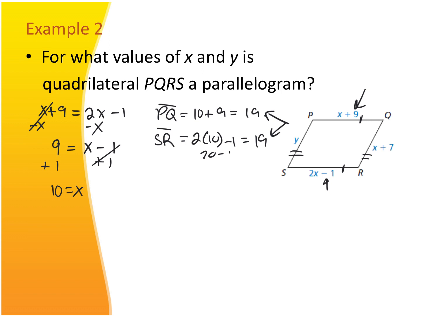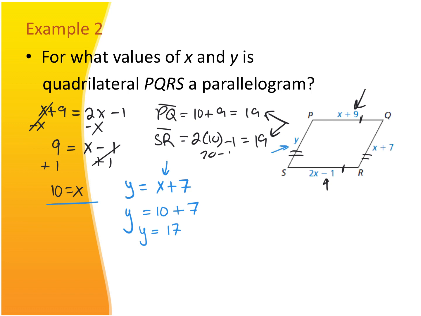Now, in order to find y, we're going to do the same thing. We're going to know that PQ is congruent to SR. So we can say PS is congruent to QR, which is y is equal to x plus 7. Now again, there's 2 different variables, so we can use the x that we found and plug it into that x. We're going to get y is equal to 10 plus 7. So we get that y is equal to 17.